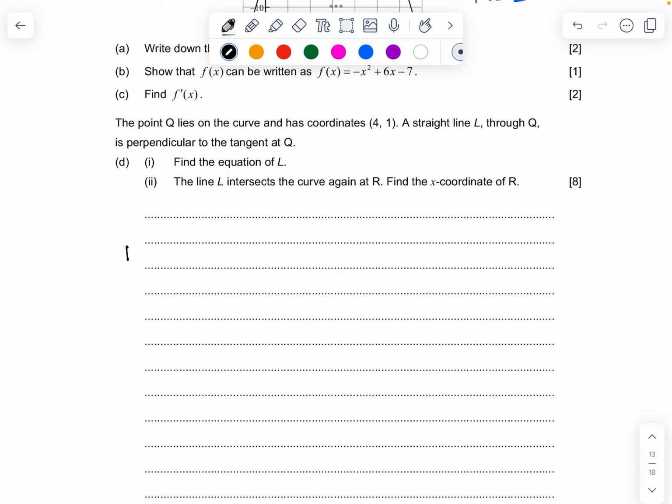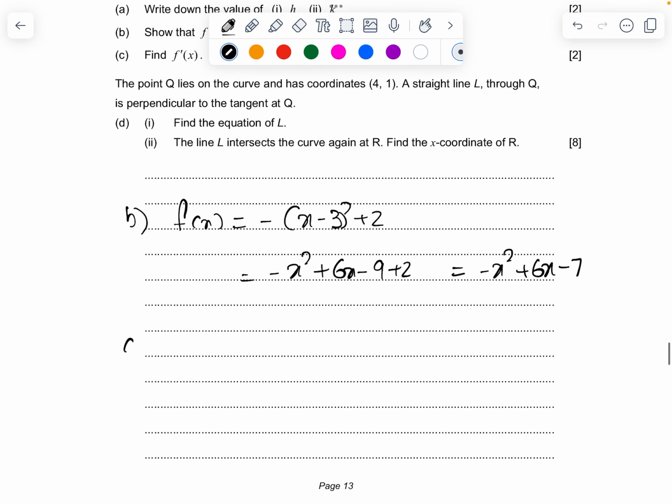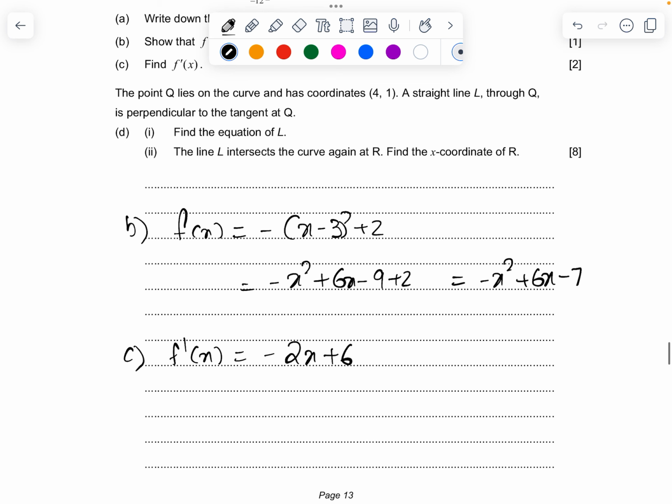So now we know that f of x equals negative of x minus 3 whole square plus 2, which is negative x square plus 6x minus 9 plus 2, which becomes negative x square plus 6x minus 7. Then find f prime x. What will be f prime x? It will become negative 2x plus 6. The point Q lies on the curve with coordinates 4, 1. The straight line L passes through Q and is perpendicular to the tangent at Q.